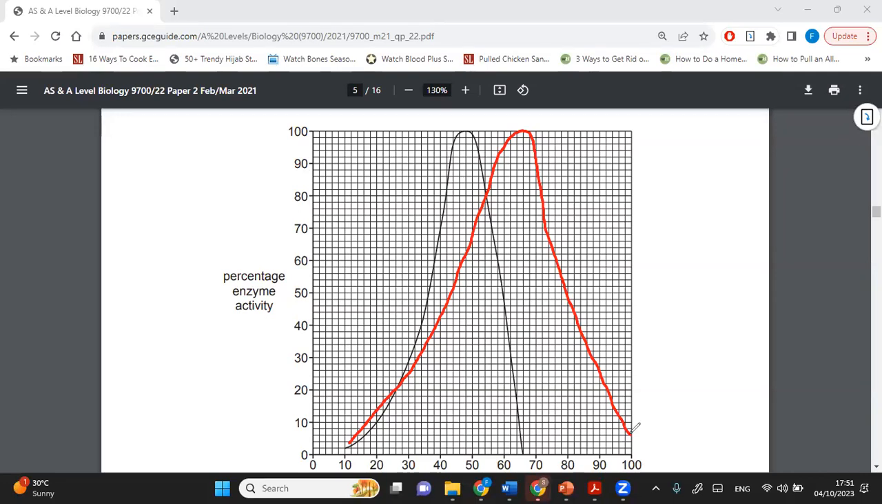The reason my graph is broader is because my enzyme can work at a range of temperatures, okay? Since my enzyme can work over a range of temperatures, it will be heat stable even at higher temperature, right? Even at higher temperature, it's going to be heat stable. So your curve is going to look something like this.